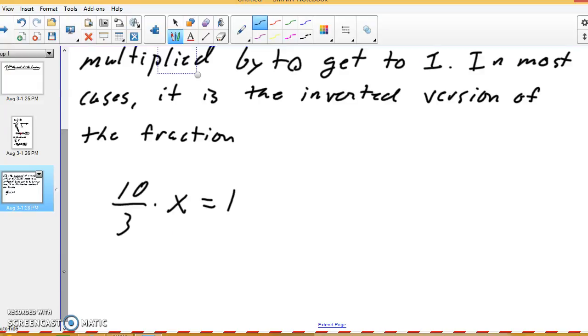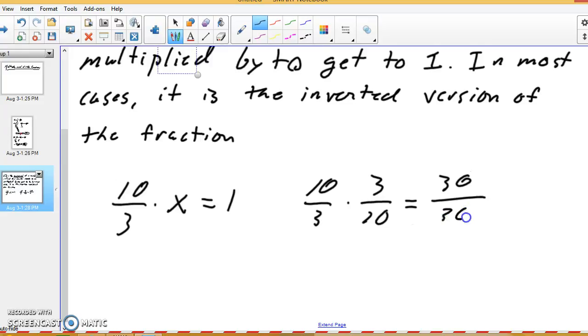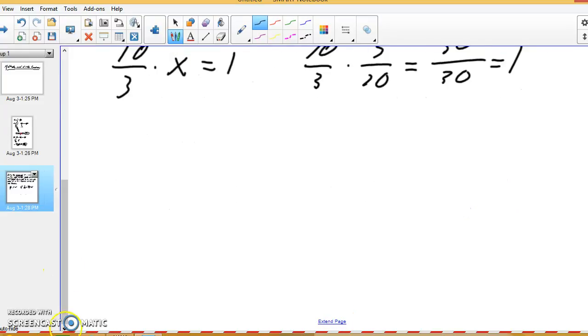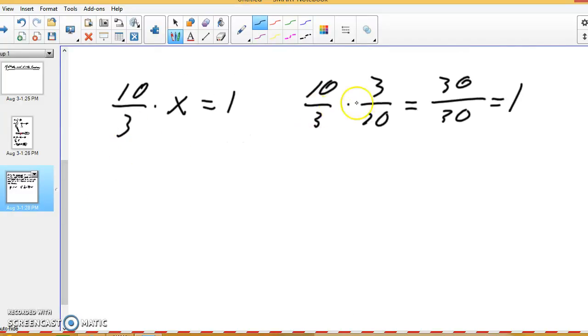Well, the way we find that is, in most cases, the inverted version of the fraction. So in this case, 10 divided by 3 multiplied by 3 divided by 10 is equal to 30 over 30, which is equal to 1. That's what we're looking for. So the reciprocal of 10 over 3 is 3 over 10.